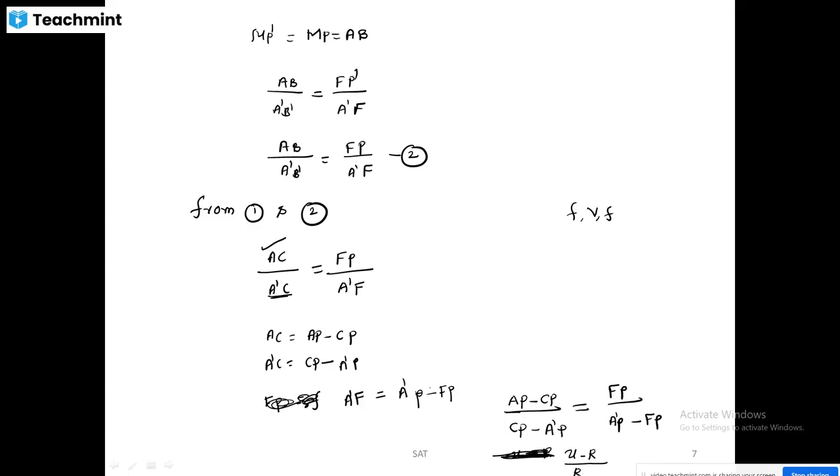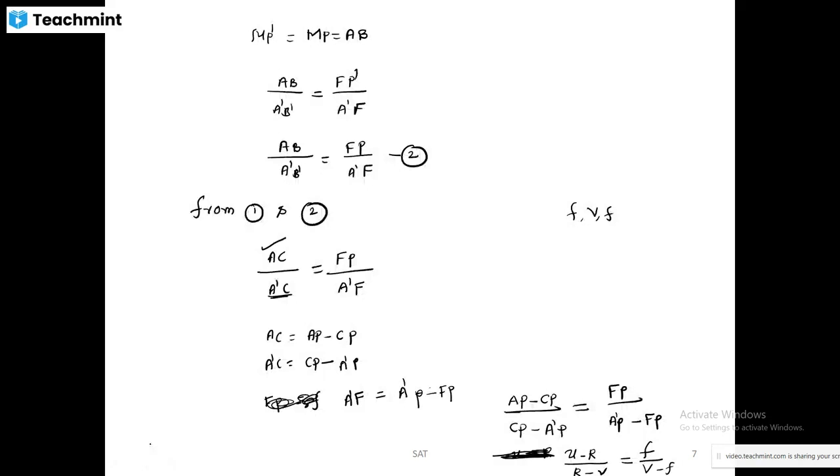What about A'P? A'P means image to pole. That is V. And FP is the focus to pole, that is F. What about A'P? The distance between the image and the pole is V, the image distance. And FP is the focal length, F. Simplify and we get the answer.